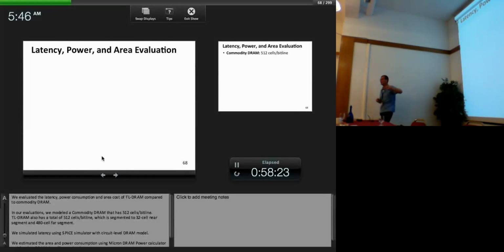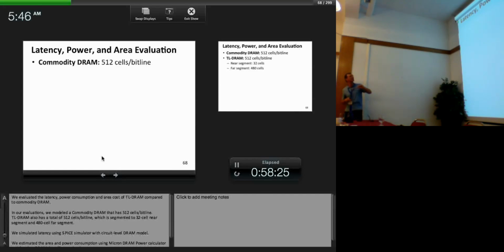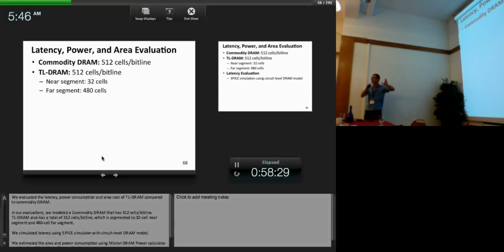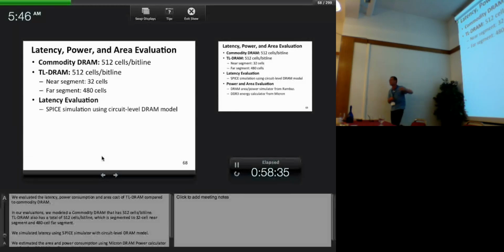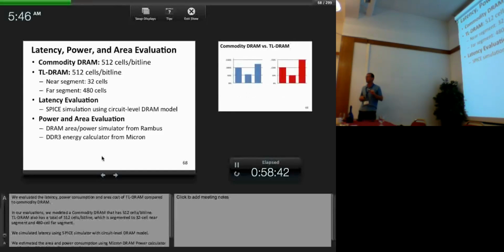So let's quantify the latency, power, and area of these different segments. Commodity DRAM has 512 cells per bit line. We're going to look at a tiered latency DRAM that has a near segment with 32 cells, and a far segment with 480 cells. And we have detailed simulations through SPICE with circuit level DRAM models. And for power and area evaluation, this is actually a tough area in DRAM because none of these models are perfectly exposed to us in academia.